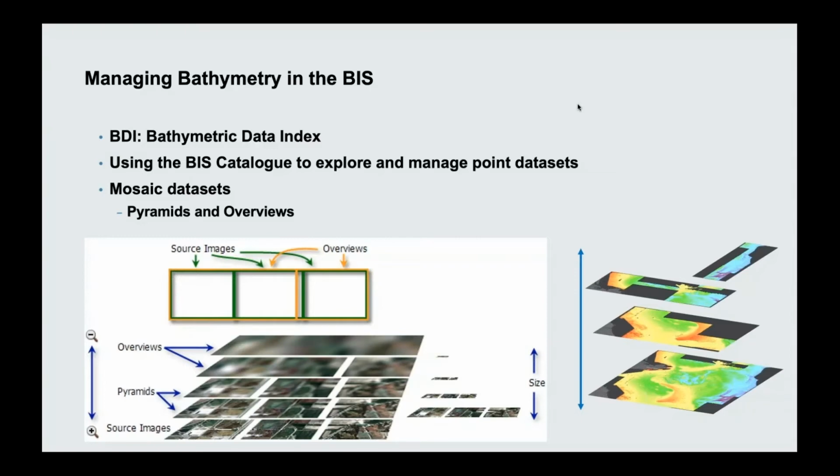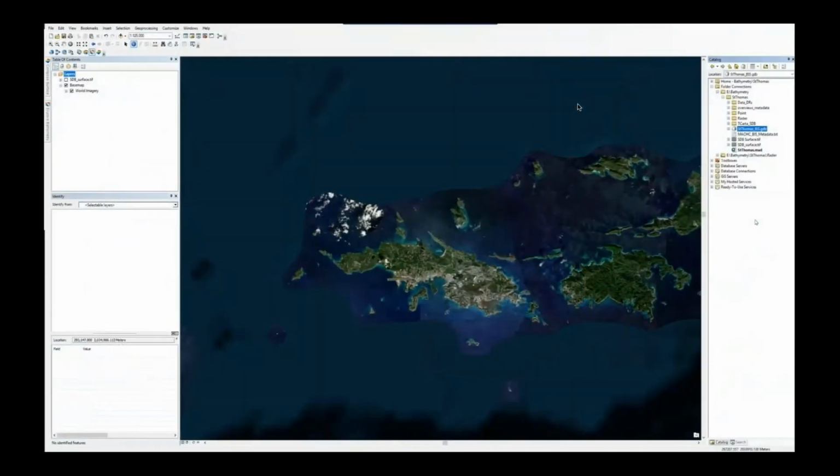We can create pyramids where you can see the data at different resolutions based on the zoom that you apply to it, and we can also create overviews, as you can see on the picture at the bottom of the slide, where we can have overviews where you generalize the entire area with all the different components of the mosaic. Okay, so having said that, let's see how we manage bathymetry in the BIS.